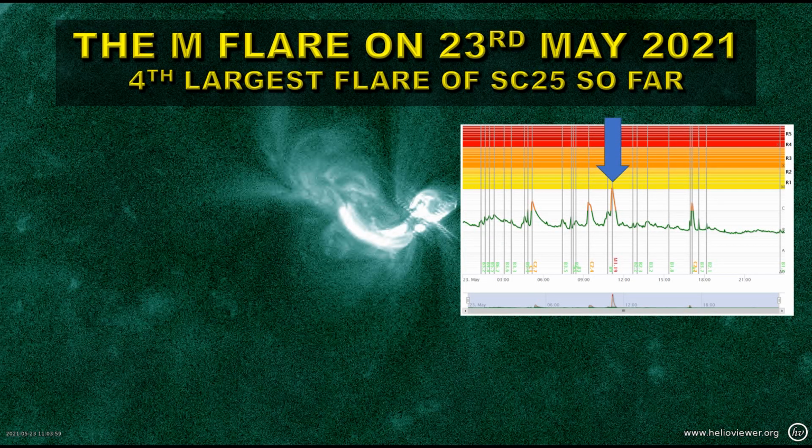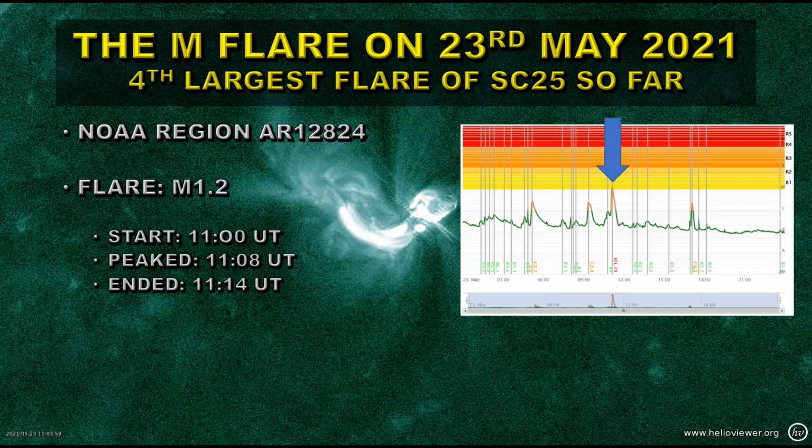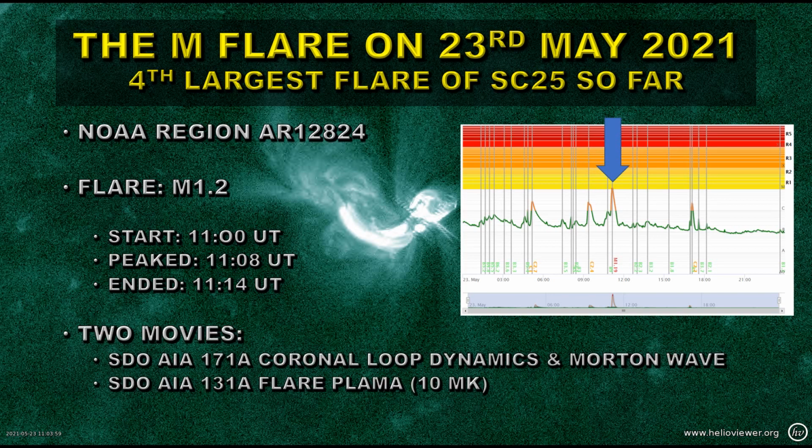Last but not least, on the 23rd of May, we had another M flare. It was the 4th largest M flare of solar cycle 25 so far. It was from region 2824. Again, it was an M1.2 flare and peaked at 1108 UT on the 28th. Again, I'll show the same two movies.